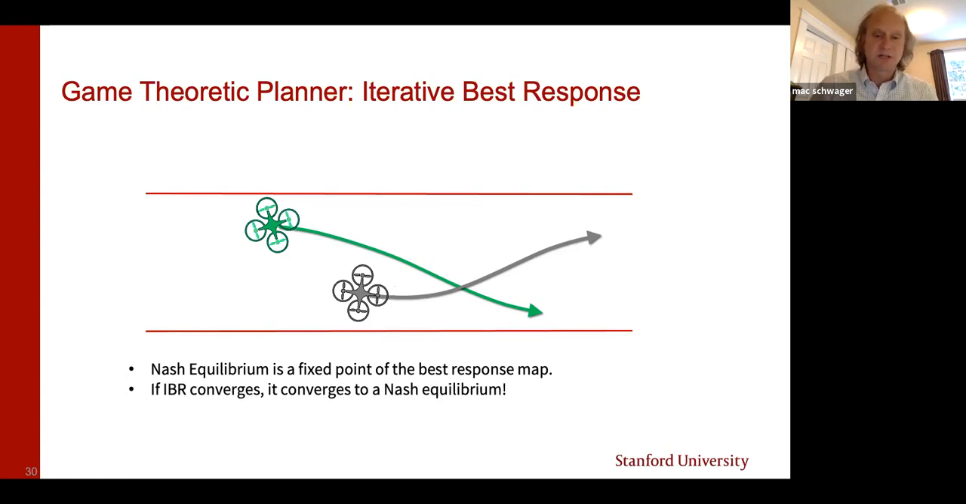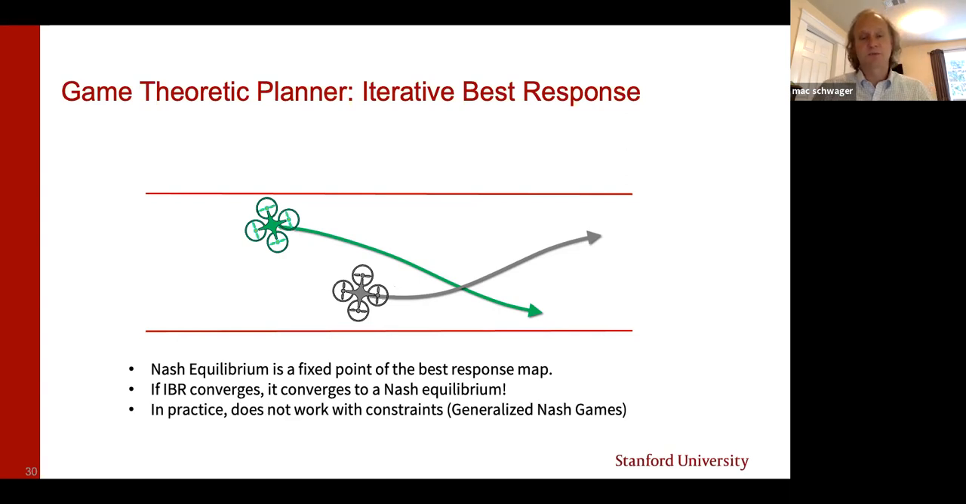So if it does converge, it converges to a Nash equilibrium, which is great. In practice, it doesn't work with constraints. Why? In this generalized Nash style game, it doesn't work.